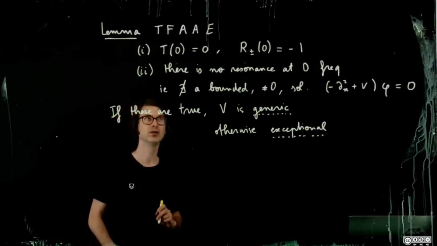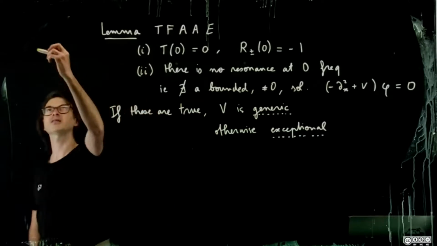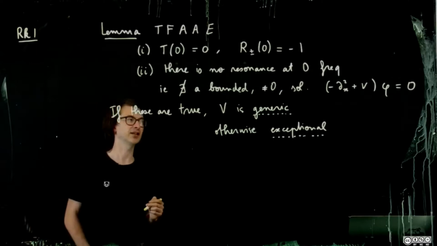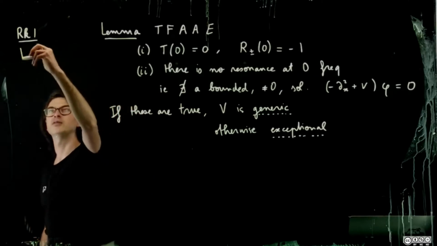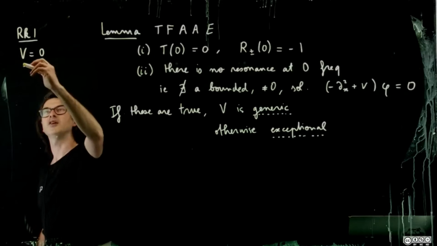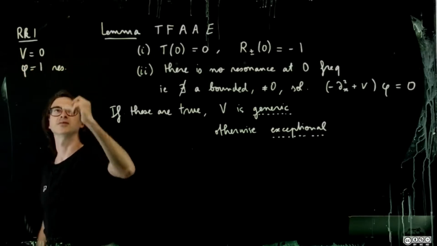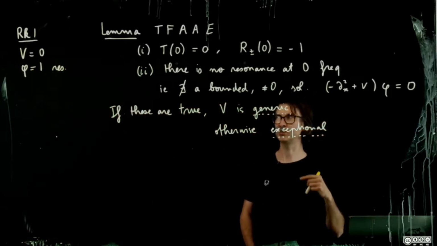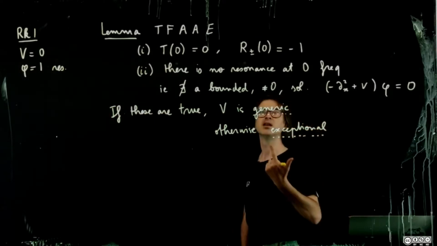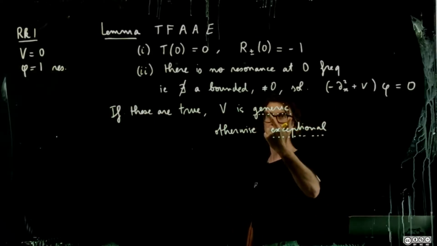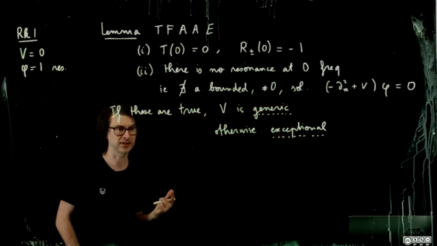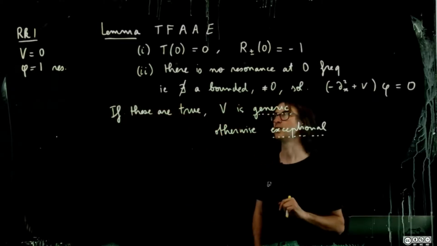Okay, so maybe two remarks. Remark one is that if you take V equals 0, then the function identically equal to 1 is a resonance. So the zero potential is exceptional with this definition, because it has a bounded non-zero solution of dx squared f equals 0.